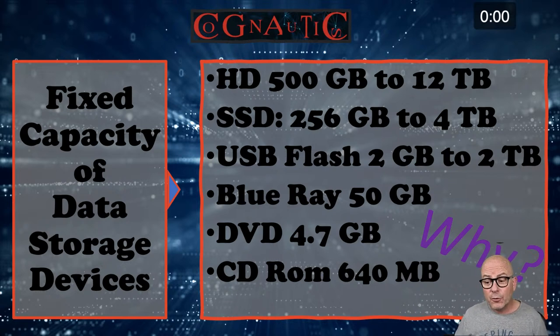USB flash drive from 2 gig to 2 terabytes, SSD up to 4 terabytes, so slightly smaller than the hard disk drive, which is still the biggest capacity memory drive you can buy with up to 12 terabytes. So just bear in mind that they might ask you which memory type would be most appropriate for storing X amount.